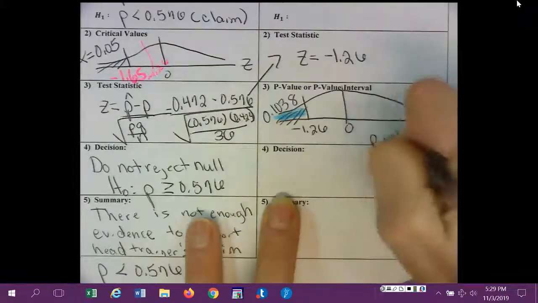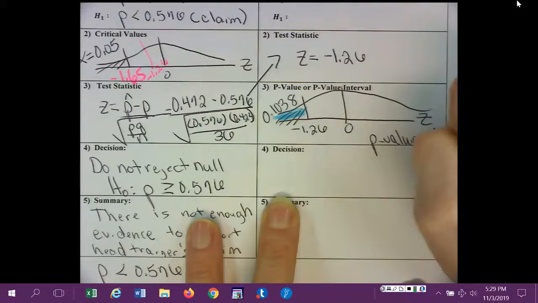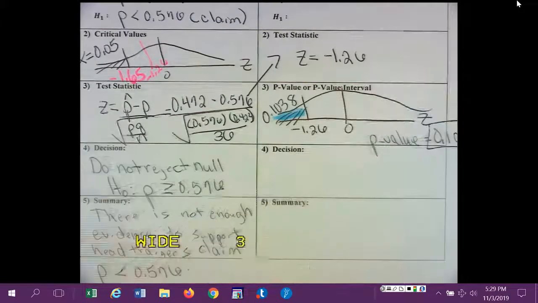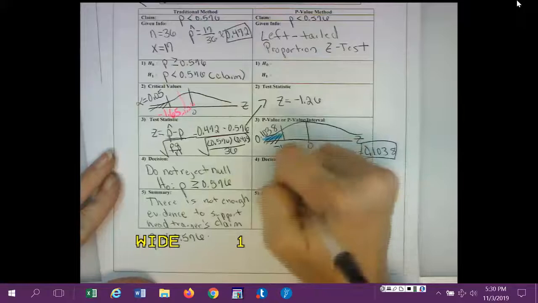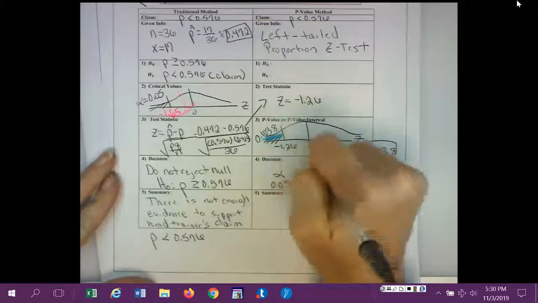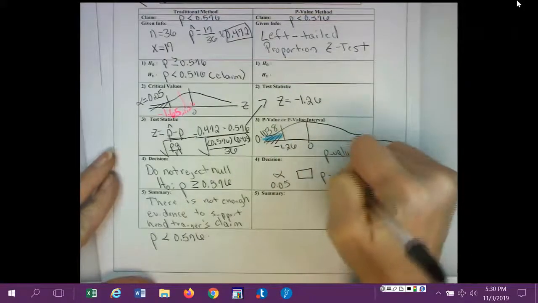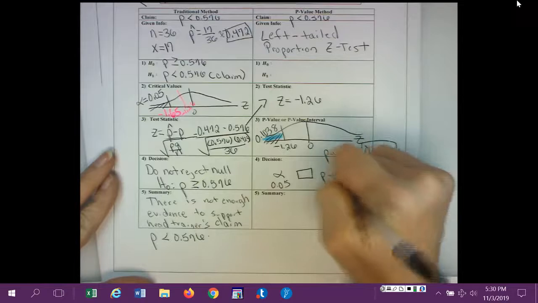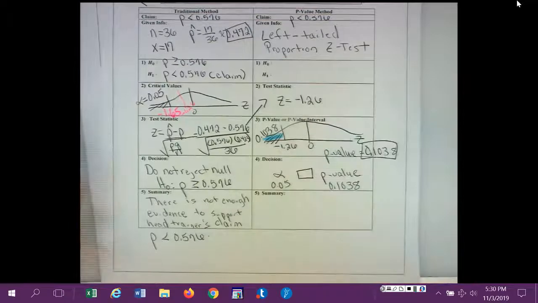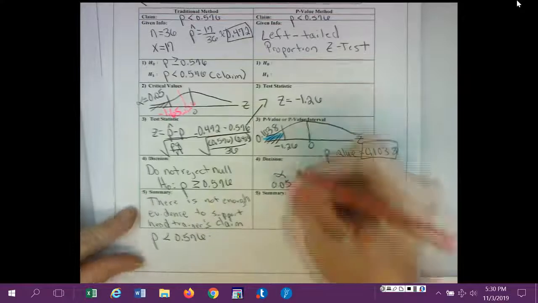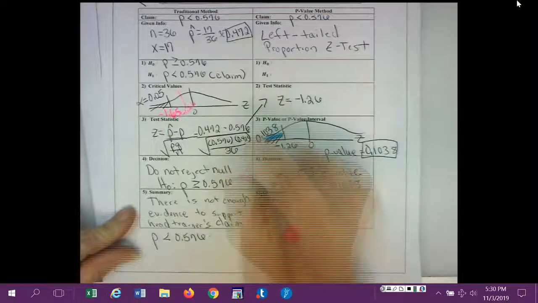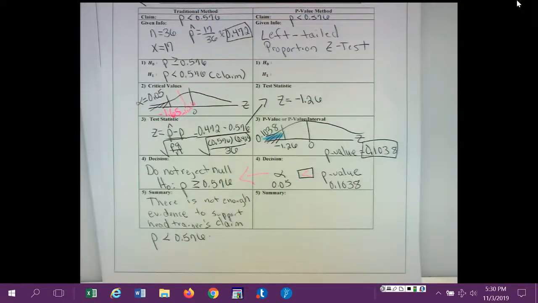So the p-value by hand is 0.1038. And we're going to use that to make our decision. Alpha was 5%, and the p-value we just found by hand by table is 0.1038. Alpha is, compared to that p-value, less than. Do not reject the null. There's not enough evidence to support the head trainer's claim.